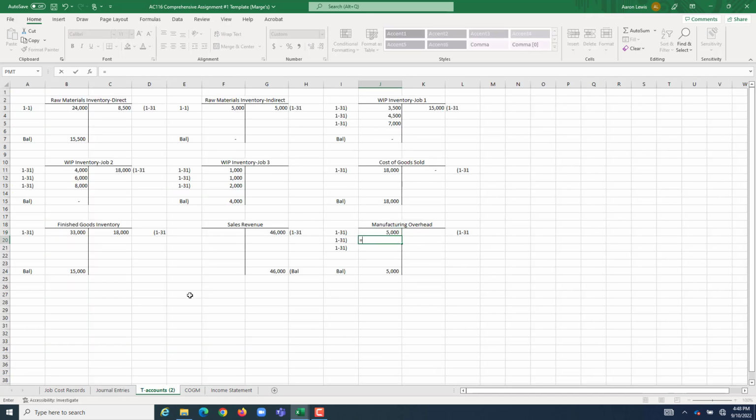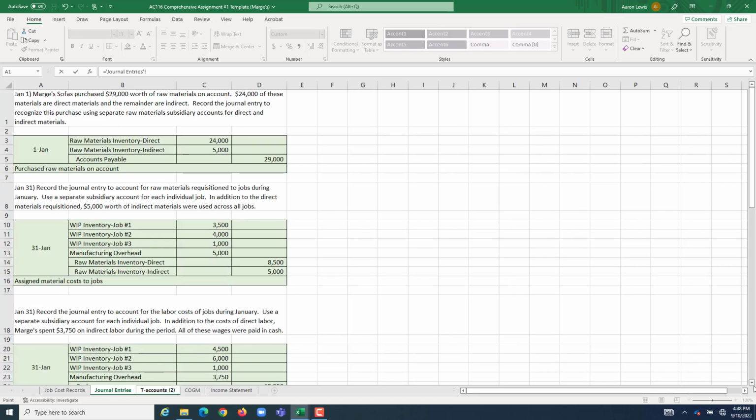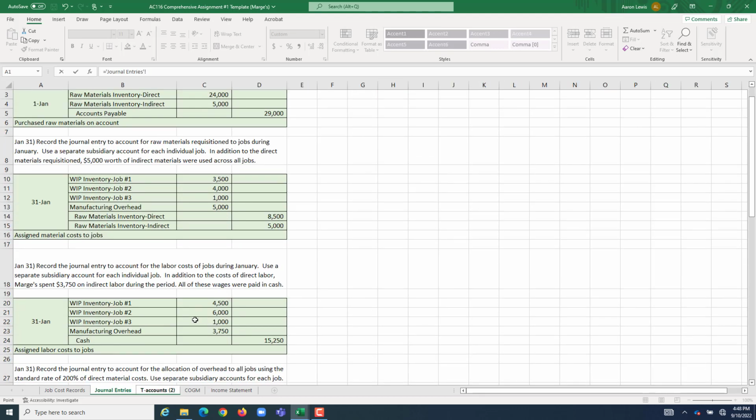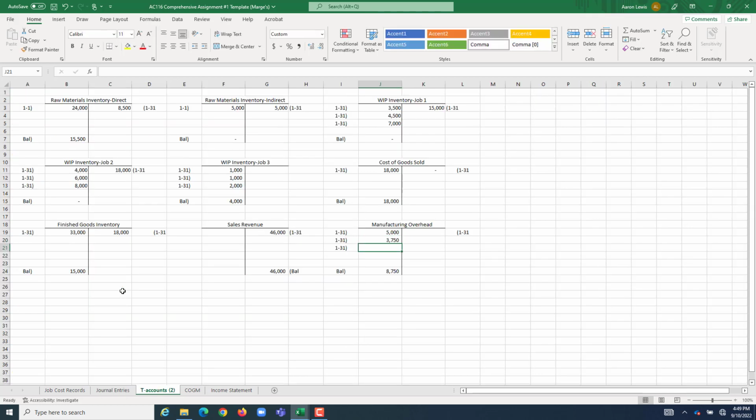We also had a debit to manufacturing overhead in our journals when we accounted for the amount of indirect labor that was used for production during the period. And right here, we debited manufacturing overhead for the $3,750 of indirect labor costs that we had. We debit it in the journal entry. We got to debit it in the T account. So let's bring that $3,750 debit over to our manufacturing overhead T.